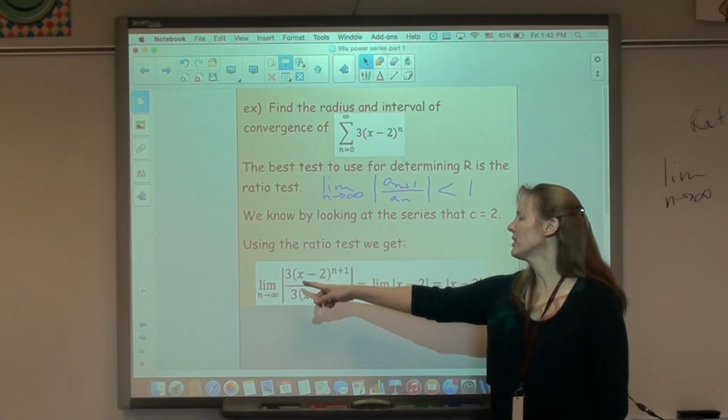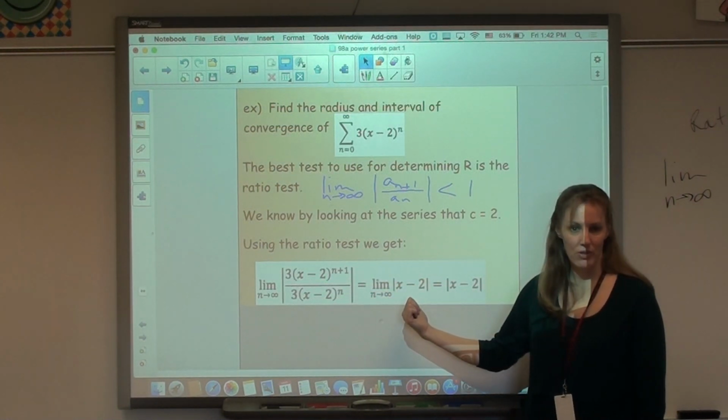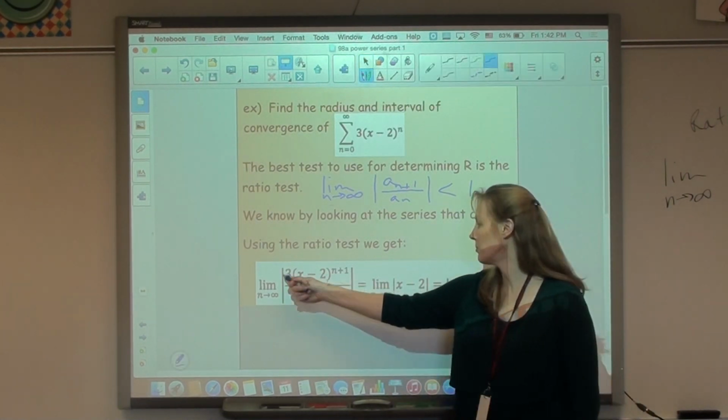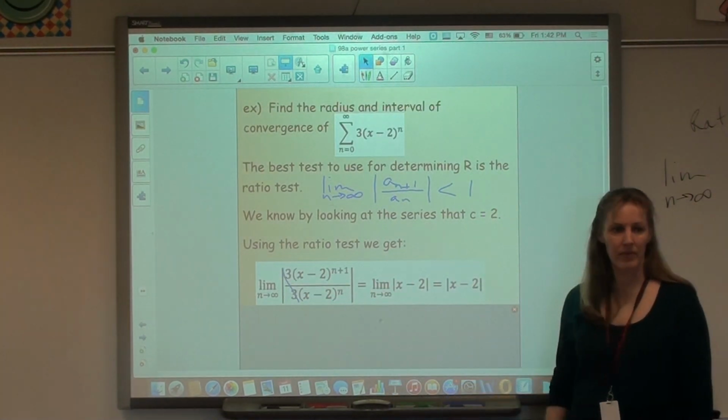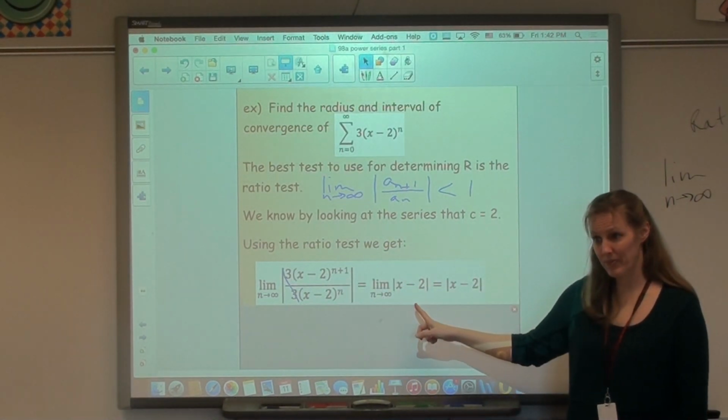Okay, so here we go. (x minus 2) to the n plus 1 over (x minus 2) to the n is just (x minus 2) to the 1st. All right, the 3's just canceled. They're gone. Does everyone understand how we got from here to here?